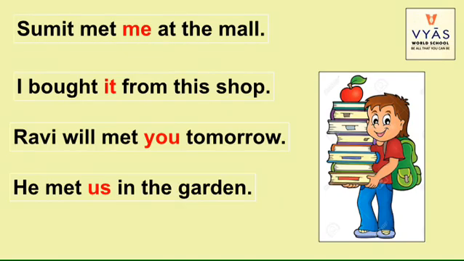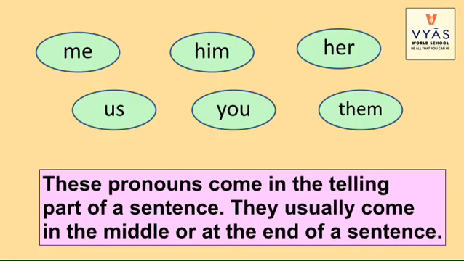Now look at a few more sentences. Sumit met me at the mall. I bought it from this shop. Ravi will meet you tomorrow. He met us in the garden. So pronouns such as me, him, her, us, you, them come in the telling part of a sentence. When we tell something about a noun in a sentence, then instead of that noun, we use these pronouns. These pronouns usually come in the middle or at the end of a sentence.